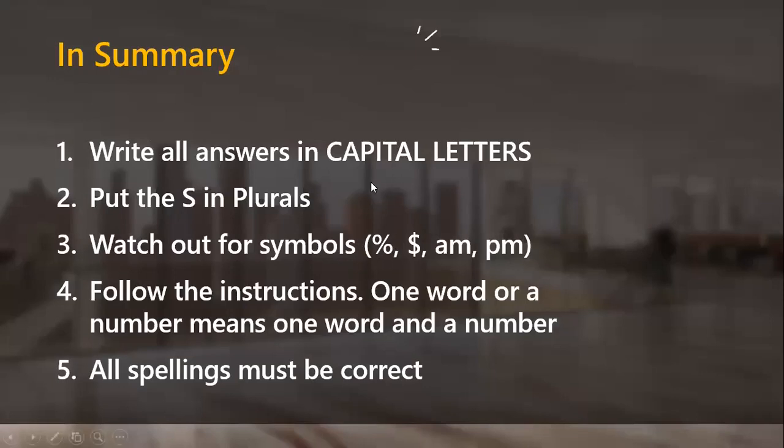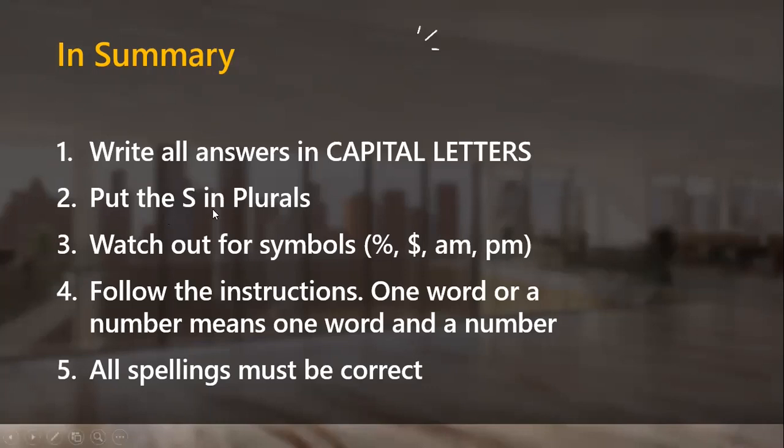Now, summary of what I've been saying about the listening test. First of all, there are 40 questions, 30 minutes to answer them. At the end of the 30 minutes, they'll give you 10 minutes to transfer to an answer sheet if you're writing the paper-based test. When you're writing in the question paper first, you write in small letters. But when it's time to transfer to an answer sheet, transfer all your answers in capital letters into the answer sheet.